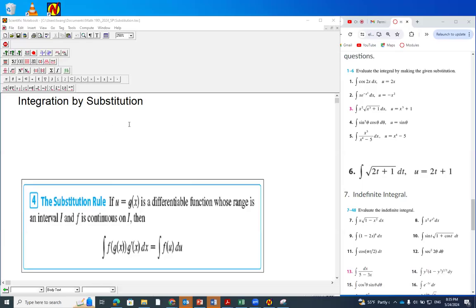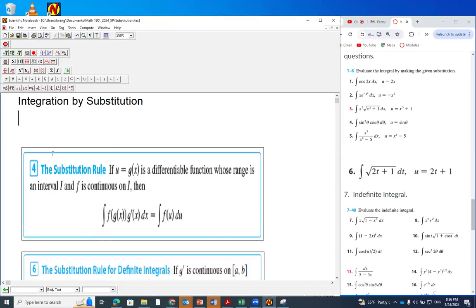Hello, everyone. In this lesson, I'm going to cover integration by substitution. I'm going to start with the simpler way to do it, for simpler cases, and then we get to a little bit more complex situations.